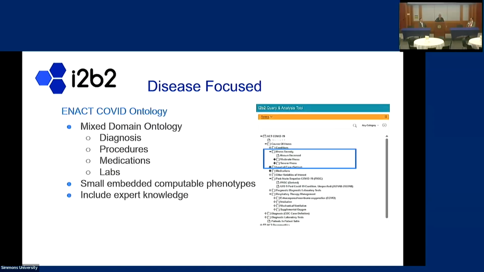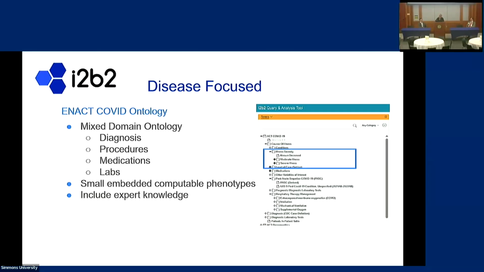Another ontology is a disease-focused ontology. And I'd like to use those more because what you're able to do is include expert knowledge into the ontology for a given disease. So when we did COVID, we were able to create small phenotypes to determine whether or not it was a patient who was moderate or severe. And there's other expert knowledge in there, like the medications that are specific to COVID, which would make it easier for your researchers to get at information they may not otherwise know.